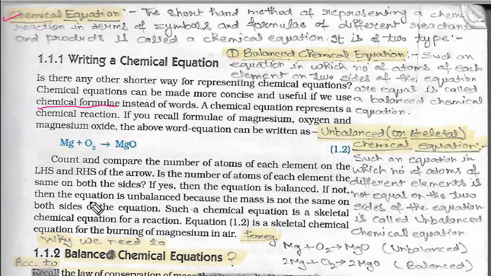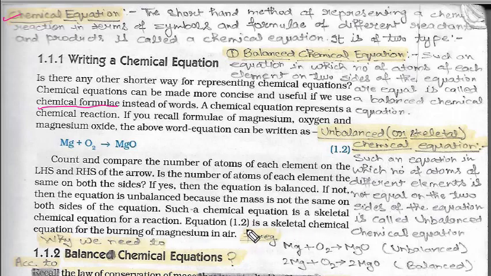So if not, then the equation is unbalanced, because the mass is not the same on both sides of the equation; as the number is different, the mass will also be different. Such a chemical equation is a skeletal chemical equation. So this is a skeletal chemical equation. They are saying equation 1.2 is a skeletal chemical equation for burning of the magnesium ribbon.